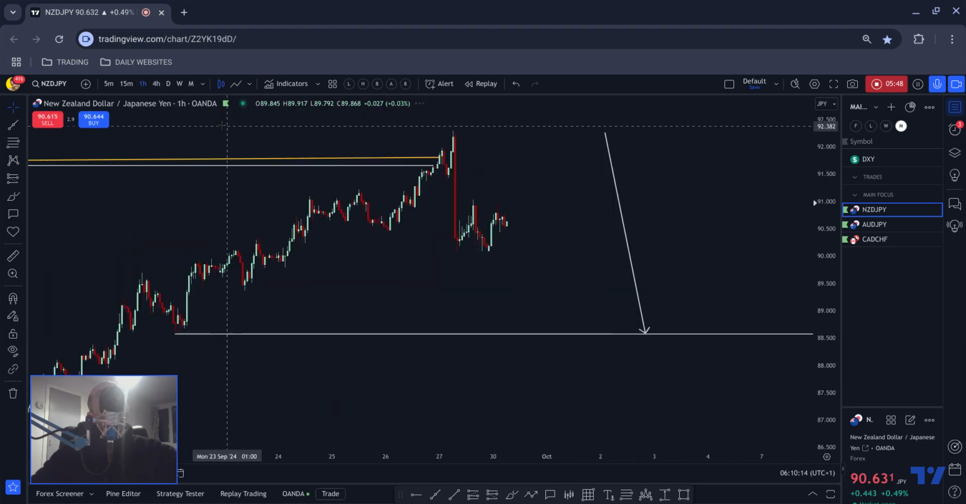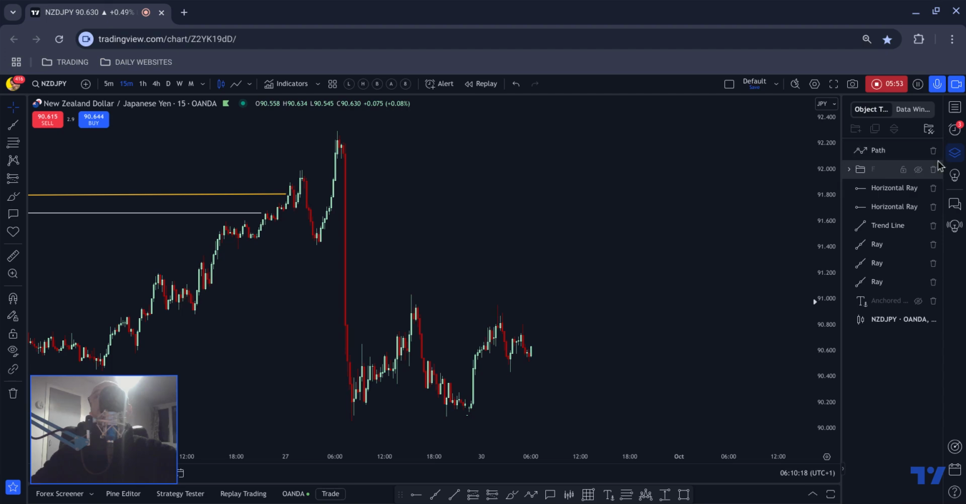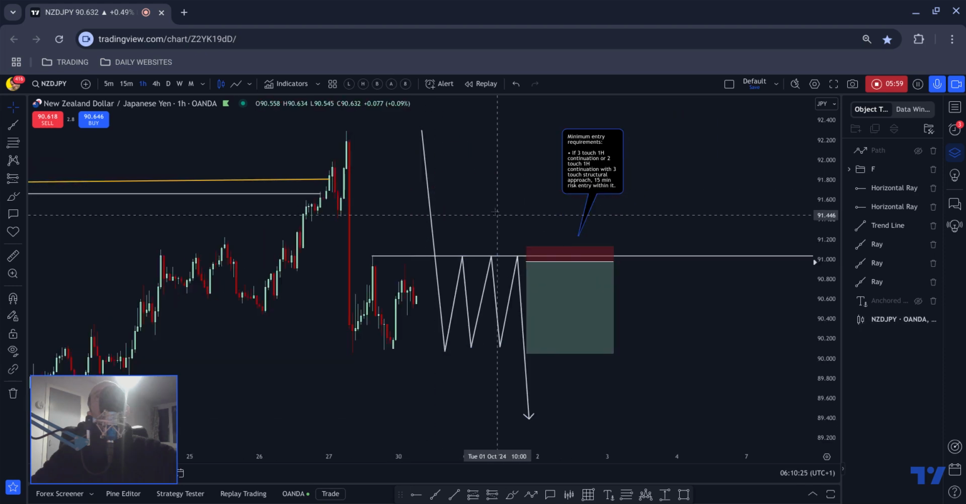Okay, so if we just drill down, you can see that we may have. So what I'll be looking for from this pair today, with all of that in mind, is a 3-touch 1 hour continuation, or a 2-touch 1 hour continuation with a 3-touch structure approach. This might be the middle section.